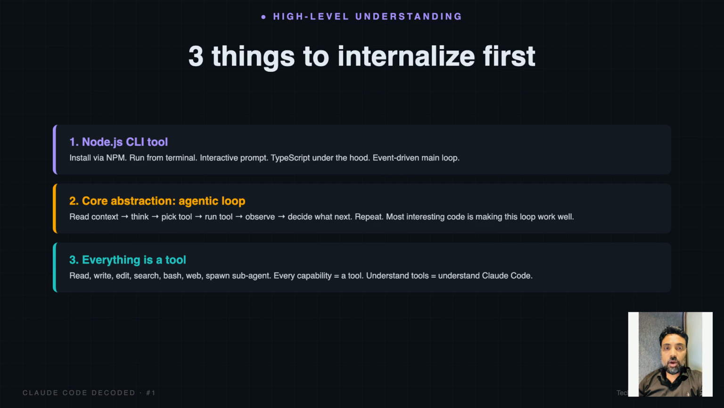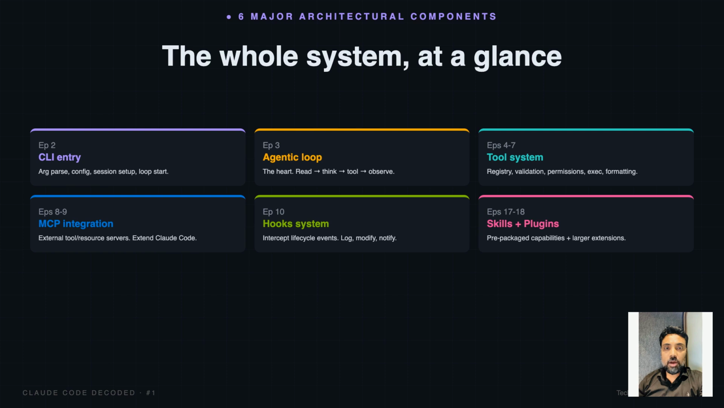Okay, first, the major architectural components, 6 of them. We will explore each one as a separate episode or set of episodes later. 1, the CLI entry point. This is the executable code that runs when you type claude in your terminal. It handles command line argument parsing, initial configuration, session setup, and starting the interactive loop. We cover this in episode 2.